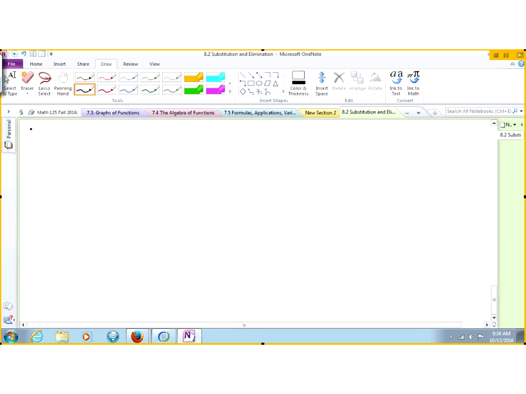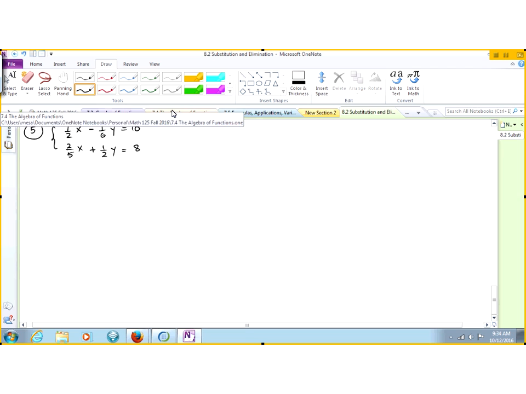So I want you to try a few more. Are we okay so far? So number 5. Let's give you all the fractions. So half x minus 1/6y is equal to 10. And then 2 over 5x plus half y is 8. So, okay, we will not label it equation 1 or 2, just because you will clear it first, right?